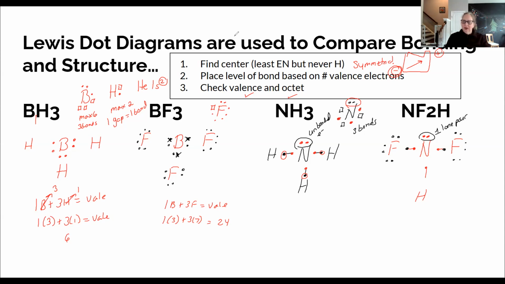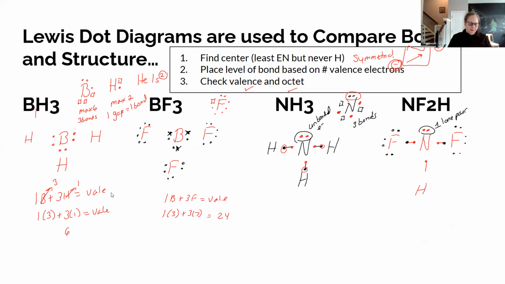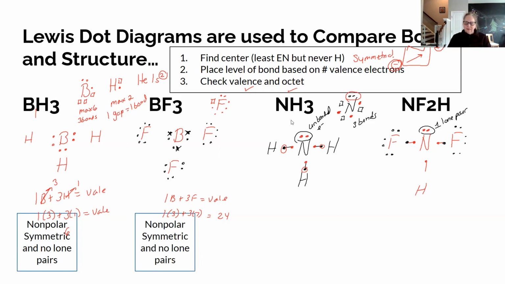If they're symmetric atoms without lone pairs, they are non-polar because everything is balanced. You have an equal distribution of charge. So BH3 over here is non-polar. Hydrogen, hydrogen, hydrogen, all the same outer atoms, symmetric, and no lone pairs. BF3, they are all the same outer atoms, so this is symmetric, no lone pairs, non-polar.